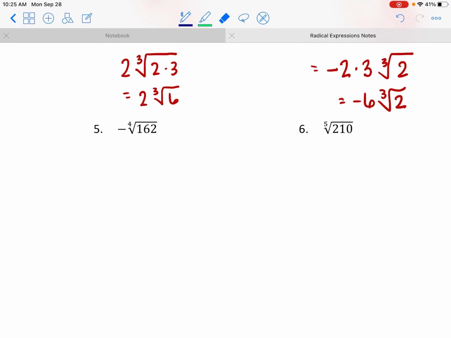We've got a 4th root here. So a negative on the outside just means we're going to be multiplying our final answer by a negative, no big deal. What we'll change here is now we're going to look for a group of 4. So 2 goes in 81 times. And then 81 becomes 3 times 27, and then 3 times 9, and then that becomes 3 times 3. So here's my group of 4.